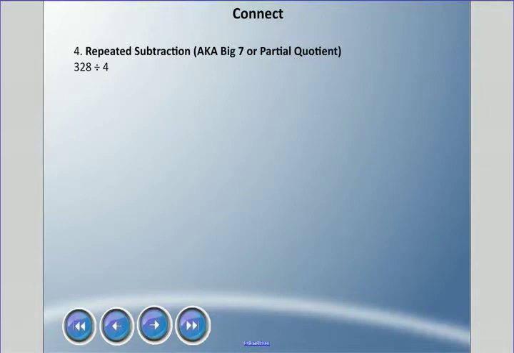The next method I'm going to show you is called repeated subtraction, sometimes also known as the big 7, or the partial quotient method. I will refer to it as repeated subtraction because we're going to subtract a lot. This is my number 1 recommended method.